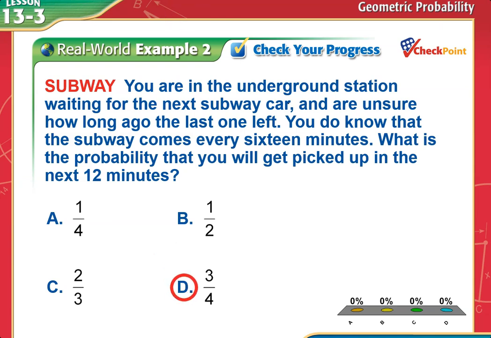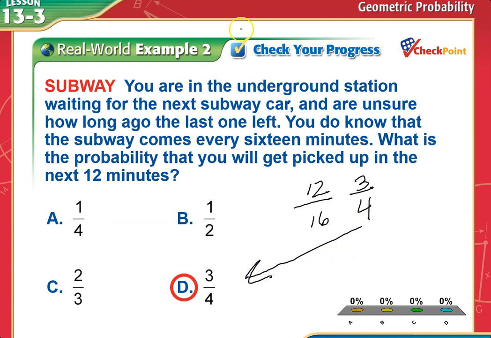3/4. Now how do we get 3/4? Well, we got 3/4 by, oops, I lost my pen. There it is. Waiting for the next subway car, you're unsure how long ago the last one left. You do know that the subway comes every 16 minutes. So every 16 minutes, what's the probability that you'll get picked up in the next 12? How about 12 of the 16? Divide top and bottom by 4, and you get 3 on top and 4 on the bottom. And that's how we get 3/4.